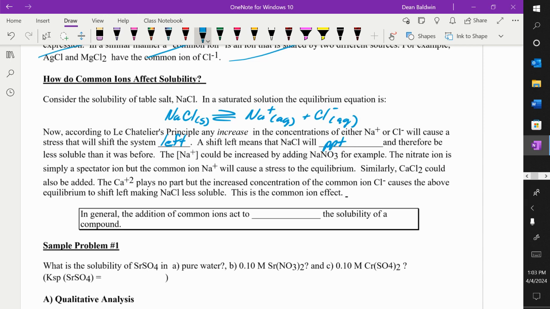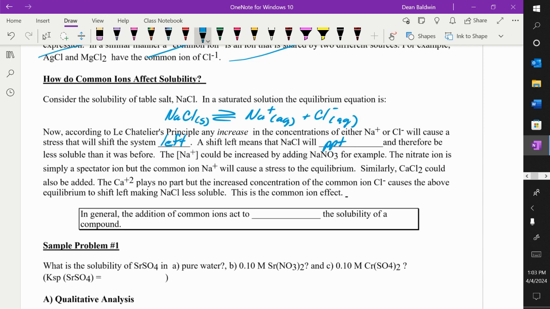But you don't have to just add more salt to do this. You can add anything that has sodium in it. So if I add sodium nitrate, the nitrate is a spectator, it doesn't do anything. But I'm going to increase the concentration of sodium ions through this atom here, which will result in the same thing. This spikes, and the reaction is going to shift left. And you can dissolve less salt in a sodium nitrate solution than you can in pure water. Does that make sense? Because you already have that.